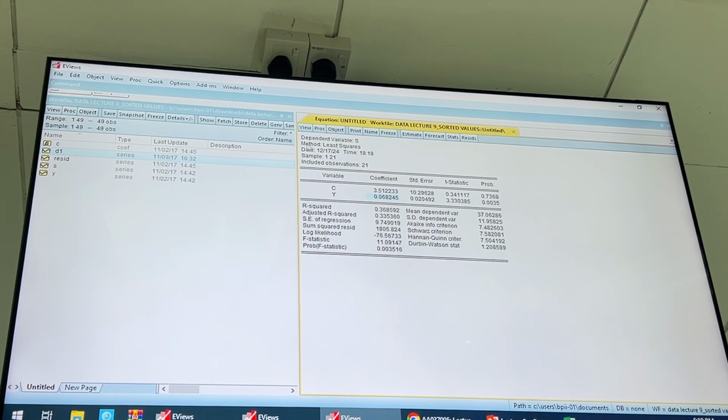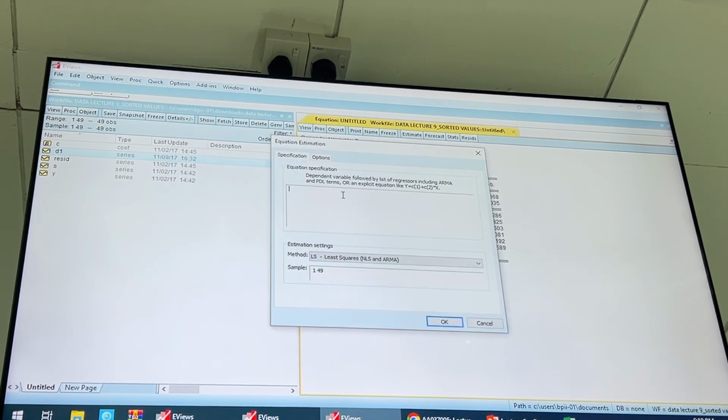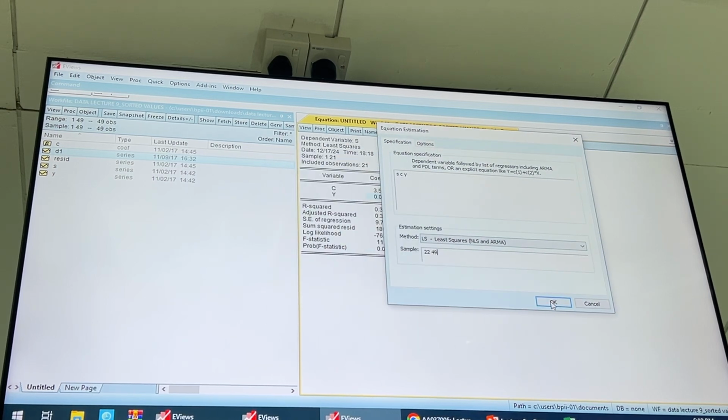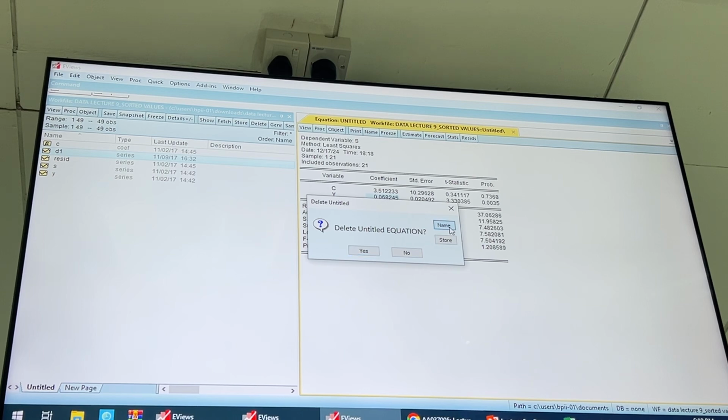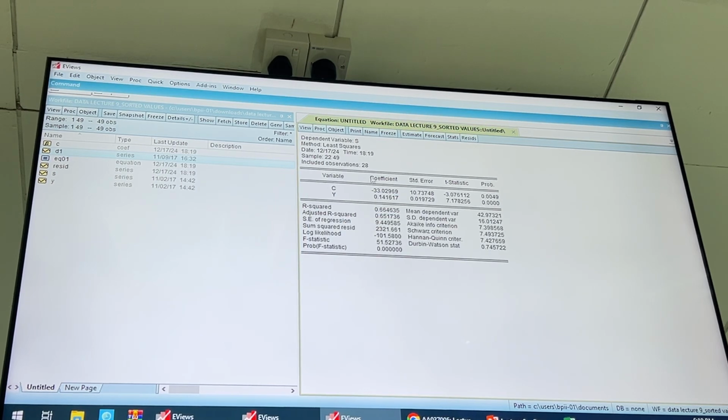And then how about for female? So we estimate another model for female. We have S C Y, with data from 22 to 49. Just name the first one equation 1. If we estimate for the case of female only, for every 1 ringgit, 14 cents goes to saving. So you see the difference.